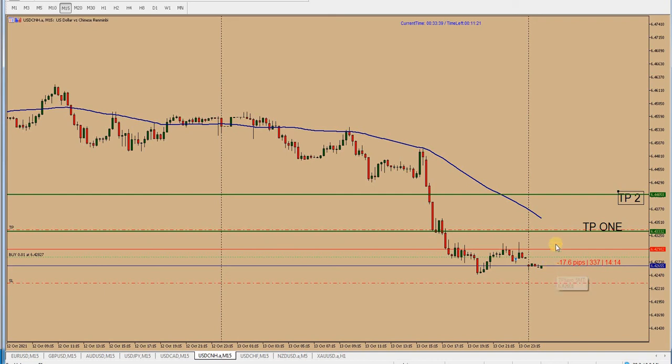We have a level to buy, where our first target is here, taking profit 1, taking profit 2, and our stop loss is here. We are in the buying zone, although everything looks like the market is already down. So we are hoping it goes and touches this first taking profit and the second taking profit.